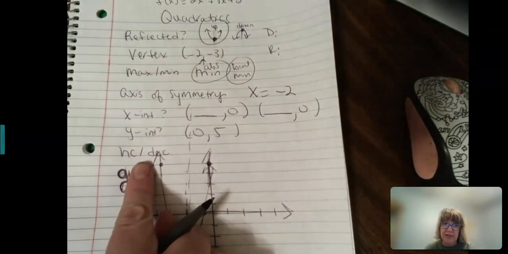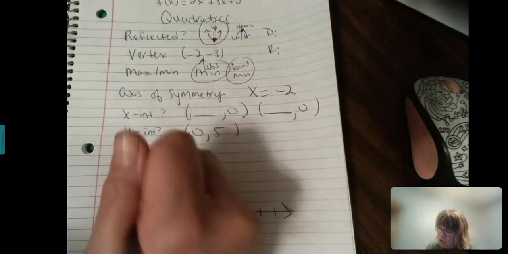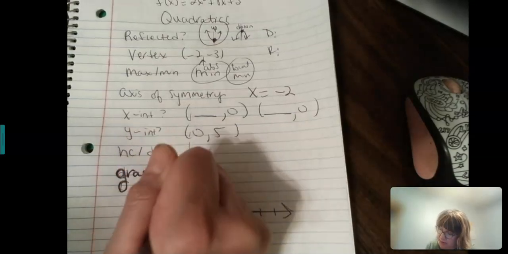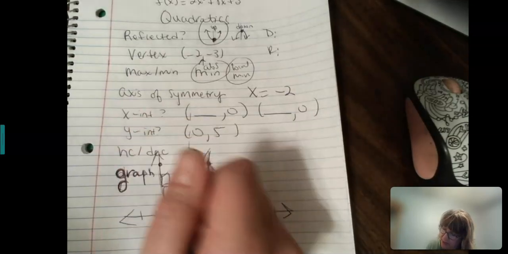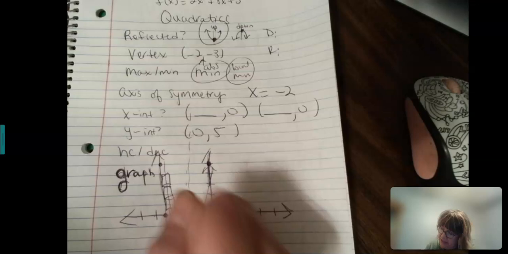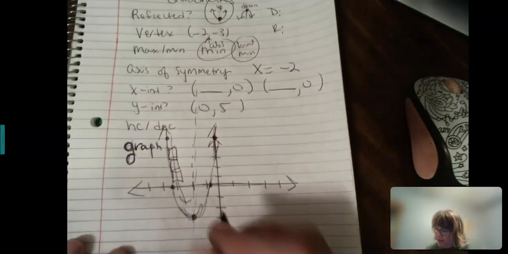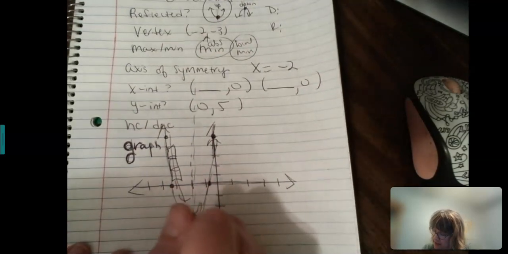All right, when is it increasing and decreasing? Okay, so if I have a little amusement park ride here, a roller coaster, it is decreasing from what? Now remember, we don't care about y values. So where's my vertex? -2, -3.